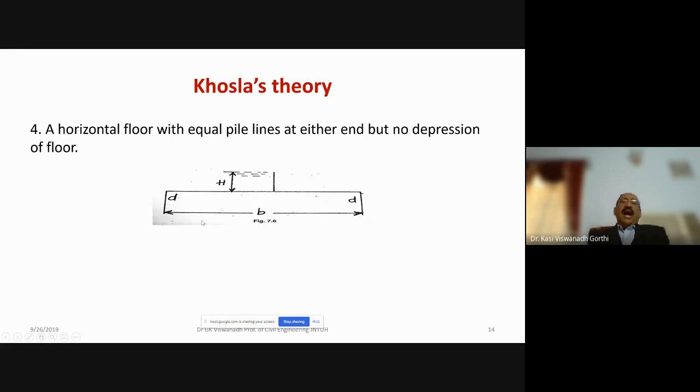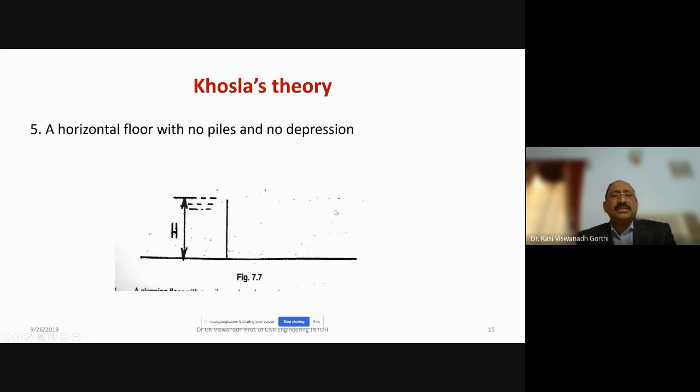Number four, a horizontal floor with equal piles at either end, but no depression of the floor. The fourth case is that he has taken one upstream pile and one downstream pile, but there is no depression of the floor. So you have a horizontal floor, and the size of the piles is also equal at both the upstream side and the downstream side.